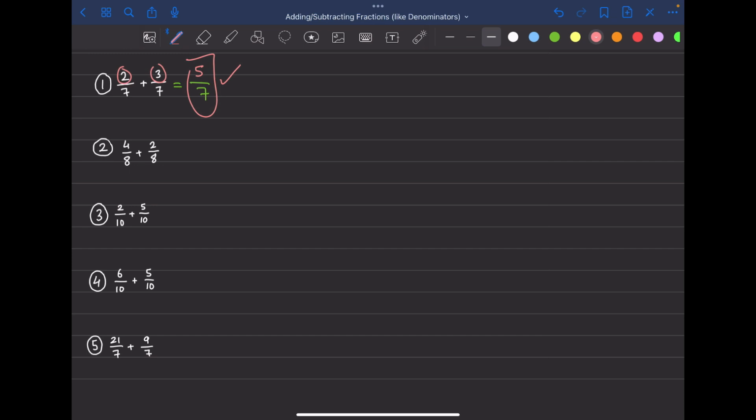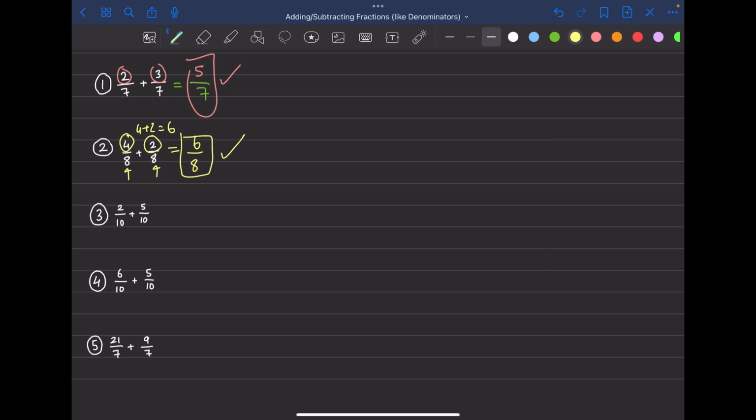That's basically it. And it's going to be the exact same for all the next questions as well. So once again, both denominators are 8 in this question. So the answer is going to have a denominator of 8. And then after that, add both numerators. So 4 plus 2 is equal to 6. So 6 over here, and we are done. That's pretty much it once again.